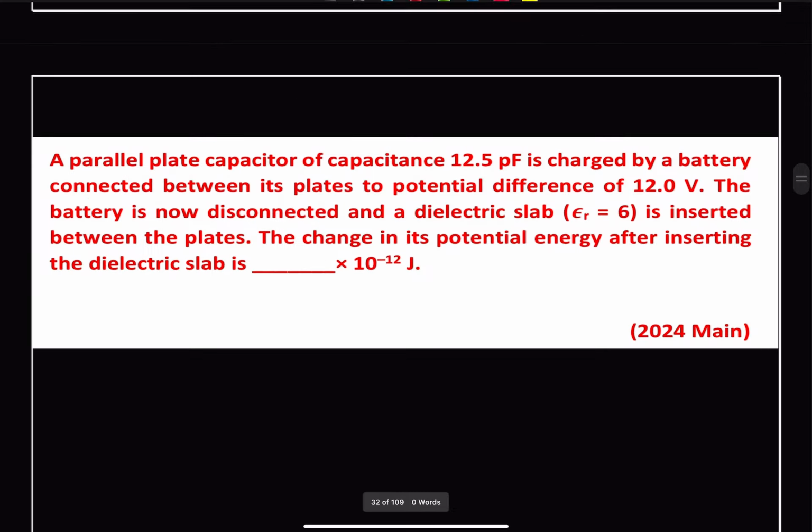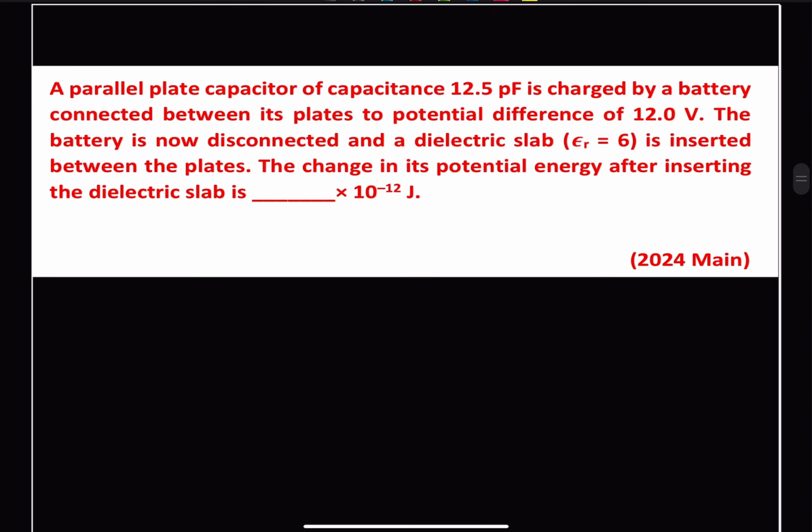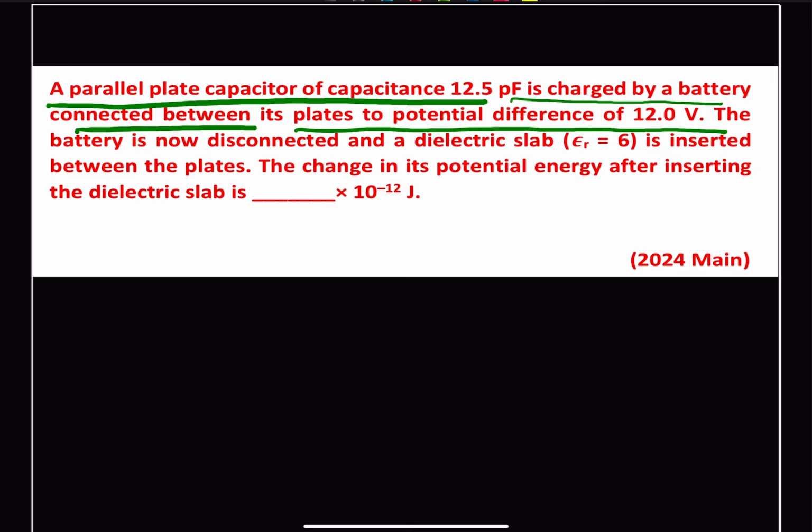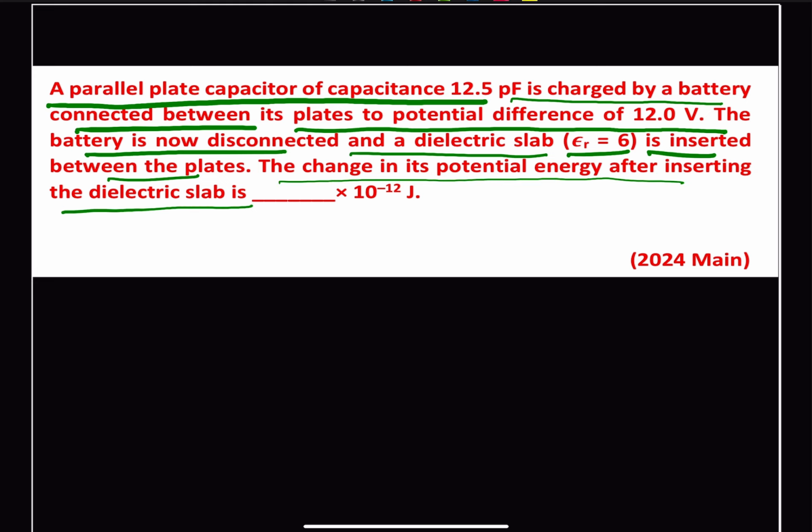Next question. It states that a parallel plate capacitor of capacitance 12.5 picofarad is charged by a battery connected between its plates to a potential difference of 12 volt. The battery is now disconnected and a dielectric slab with dielectric constant 6 is inserted between the plates. The change in the potential energy after inserting the dielectric slab is. So here we are given a dielectric constant that is 6.